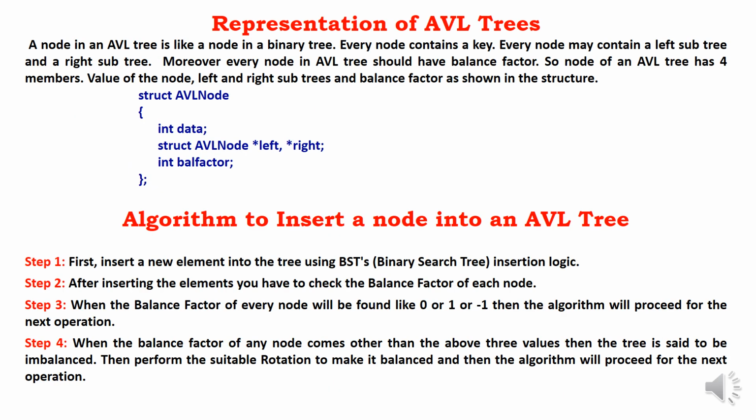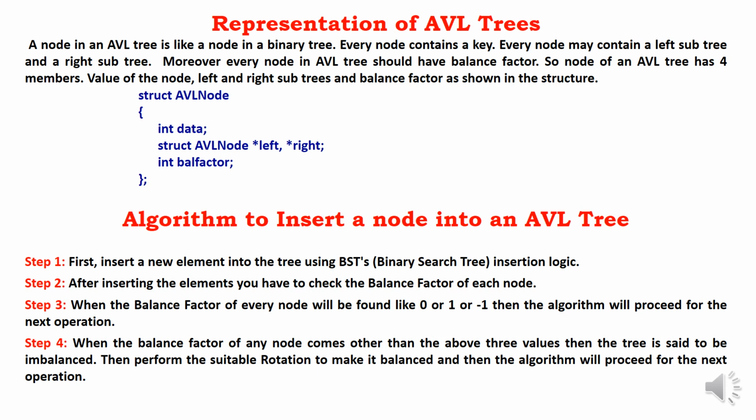Representation of AVL trees. A node in an AVL tree is like a node in a binary tree. Every node contains a key. Every node may contain a left subtree and a right subtree. Moreover, every node in an AVL tree should have a balance factor. So, a node of an AVL tree has 4 members: the value of the node, left and right subtrees, and balance factor as shown in the structure.